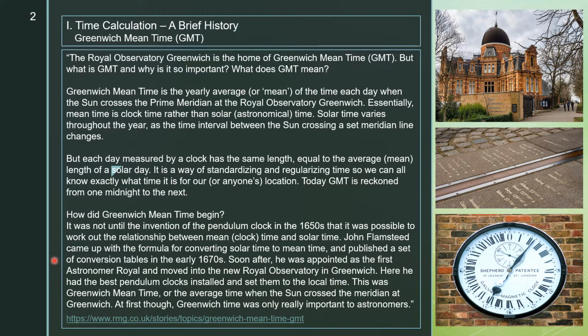Soon after, he was appointed as the first Astronomer Royal and moved into the new Royal Observatory in Greenwich. Here, he had the best pendulum clocks installed and set them to the local time. This was Greenwich Mean Time, or the average time when the sun crossed the meridian at Greenwich. At first, though, Greenwich time was only really important to astronomers.